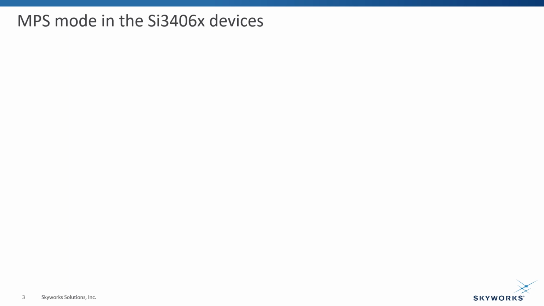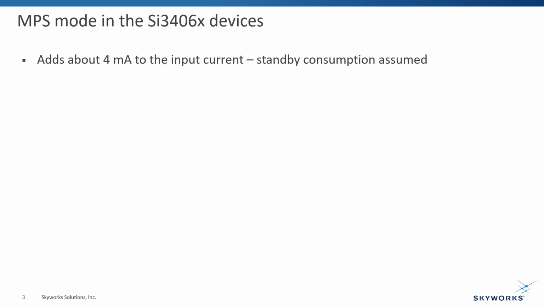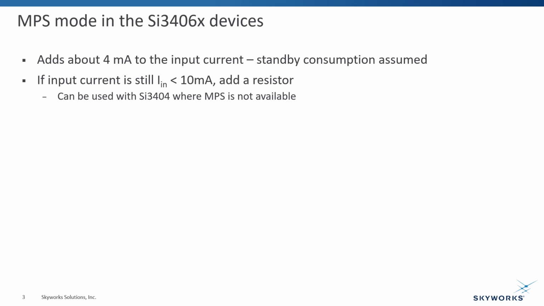Here, we are going to give you an example about the IEEE 802.3af MPS. The Si3406x portfolio adds only about 4 mA to the input current as it assumes a standby consumption of the host controller, which must be taken into consideration. If the overall consumption of the host device in standby is low and the MPS pulses are still below 10 mA, it is recommended to increase the standby consumption by adding an additional resistor to the output.